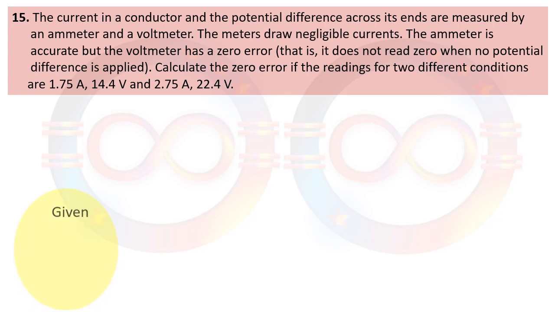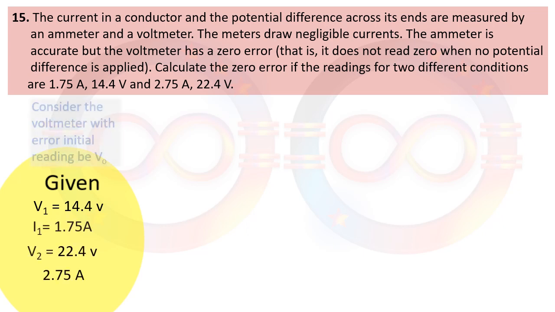I1 V1, I2 V2, these values are given. What is I1, what is V1, what is V2, what is I2, that is given in front of you. So I1 is 1.75 ampere, then V1 is 14.4 volt, then V2 is 22.4 volt, and I2 is 2.75 ampere. So let us now consider that the voltmeter already has some initial reading, that is the error part, which we are going to take as V0.